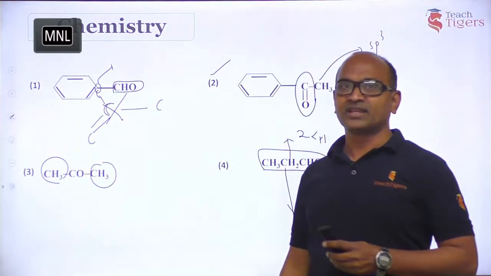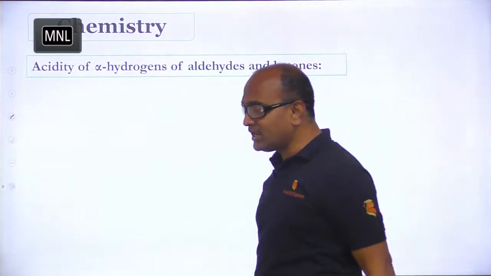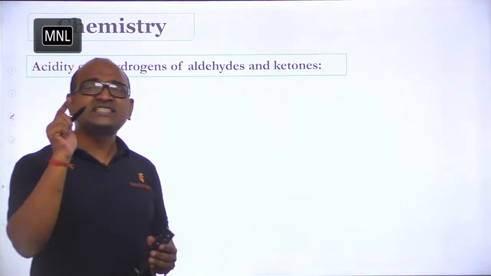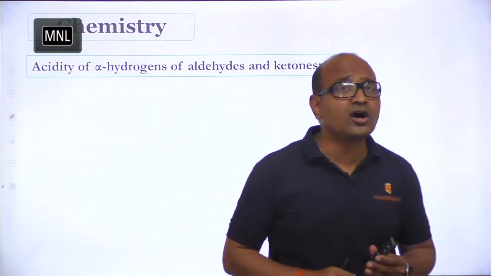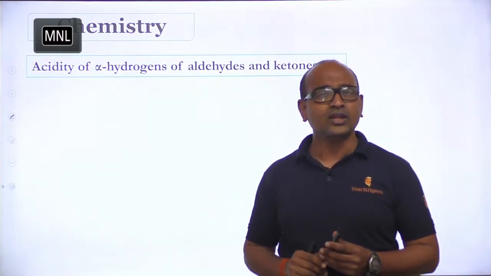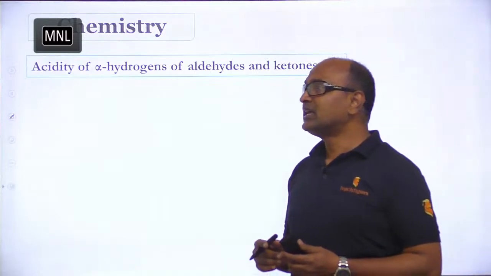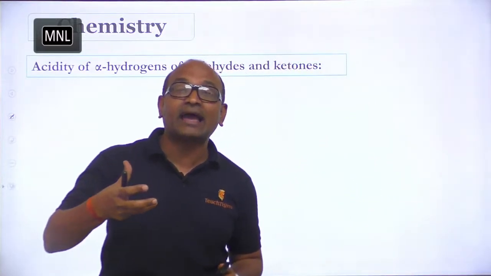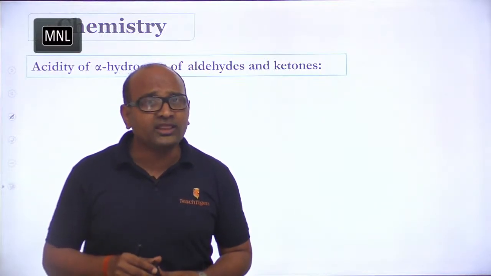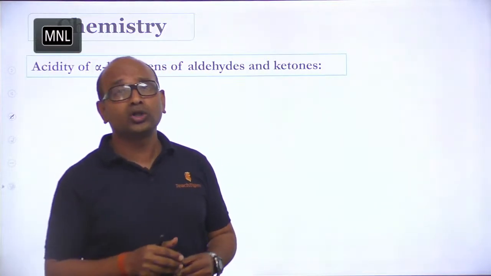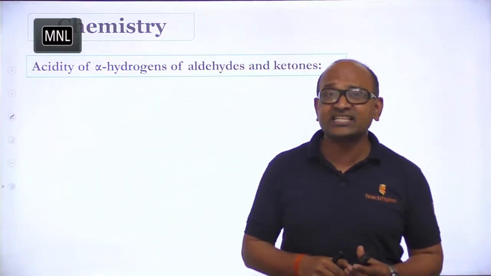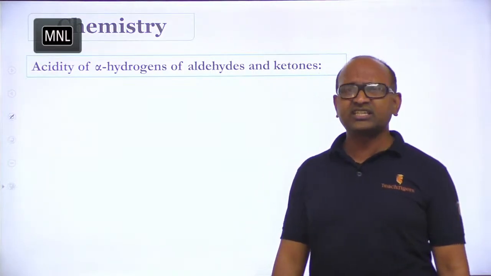alpha hydrogen. Right? Now let us see the reason for this reaction. Guys, this reaction is because of the acidity of alpha hydrogens. What do you mean by acidity? Hydrogens which are capable of getting released as H plus, we call them acidic hydrogens. So the alpha hydrogen of the carbonyl compound is acidic in nature. But why? What's the reason?